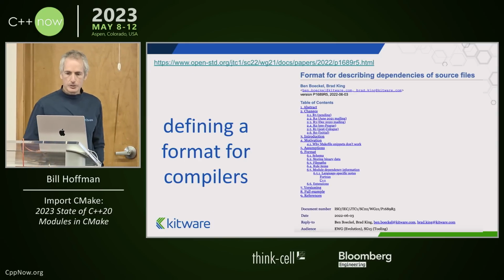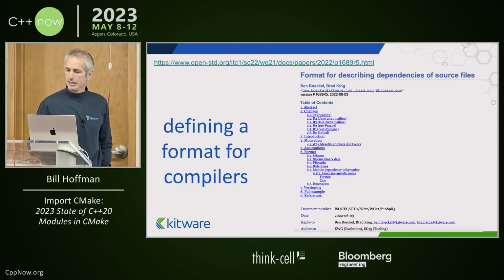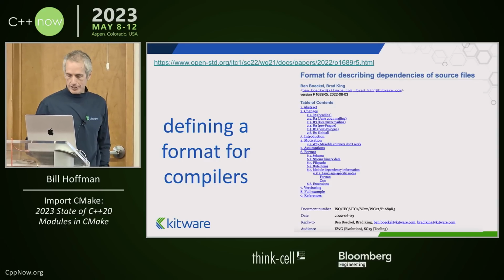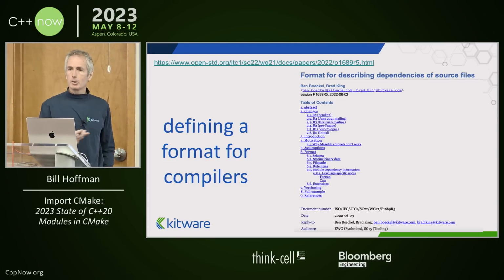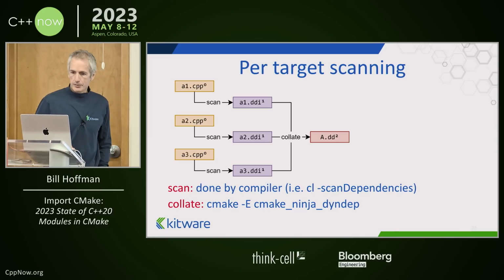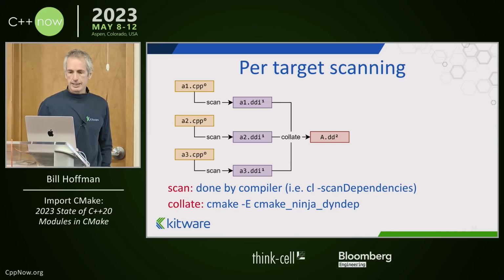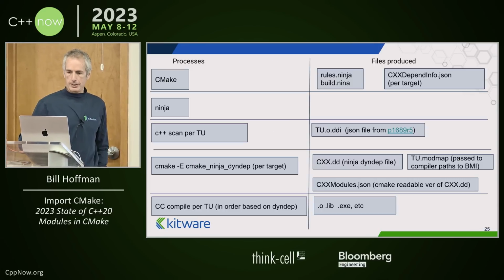And this eventually led to a paper describing a format for those dependencies. The P1689R5 paper defining this format. It's a JSON file that compilers can use to give you imports and exports, and essentially to define who produces what and who consumes what. So the way this all works is each source file gets scanned and produces dynamic dependency information, and then you collate that all together for the target, and you have the dependencies, and then you can build things in the right order.